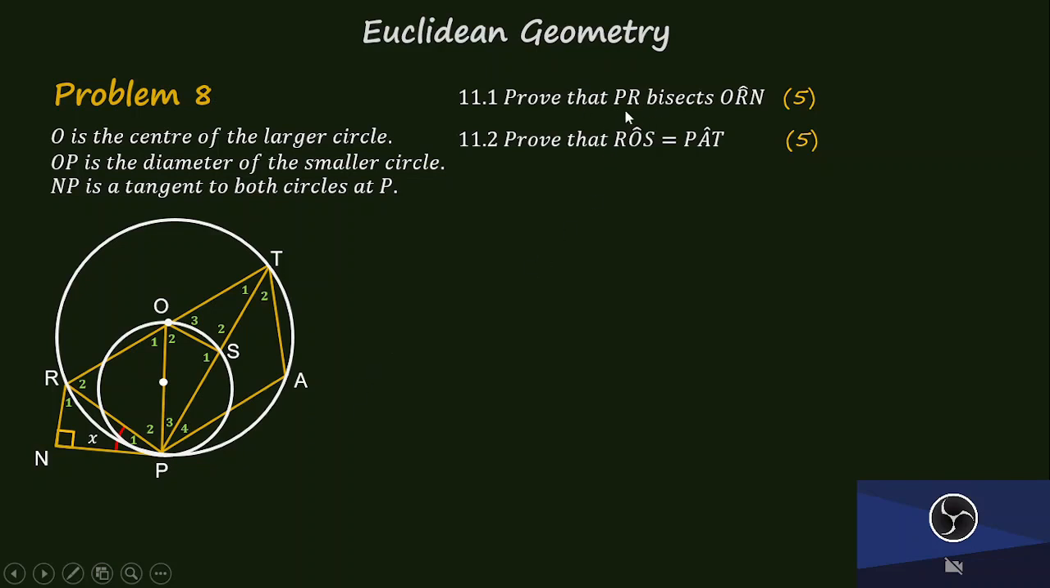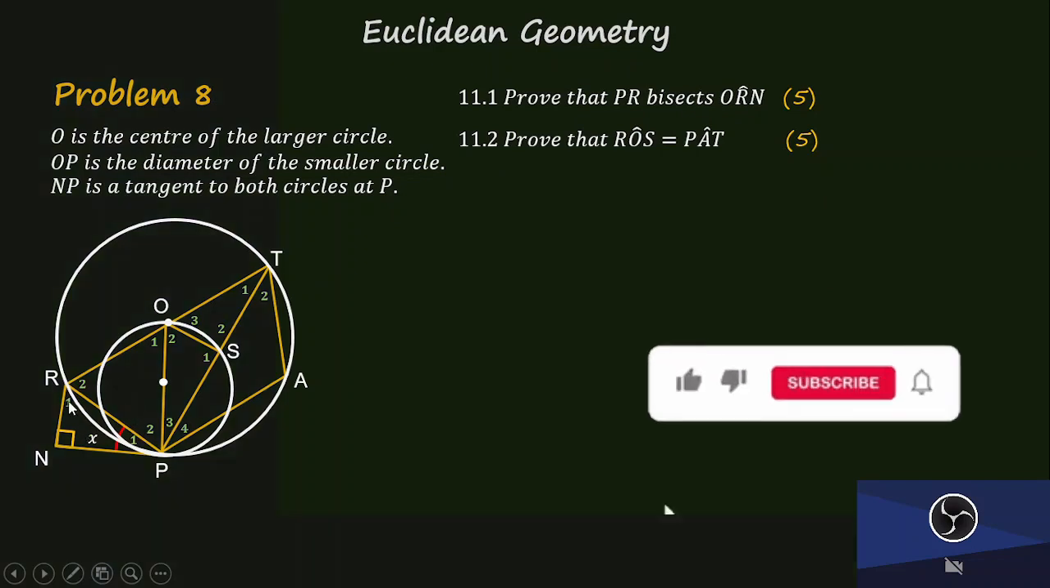We are required to prove that PR bisects ORN. What does bisects mean? That means PR cuts the angle R into two equal halves. In other words, we are required to show that R1 equals R2. That's what they want us to show. So how do we show that?